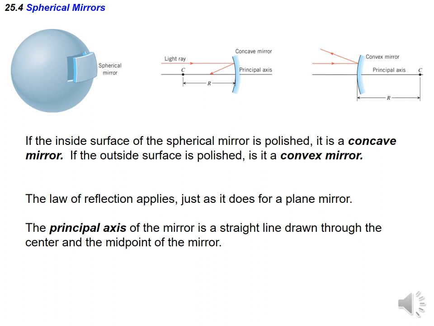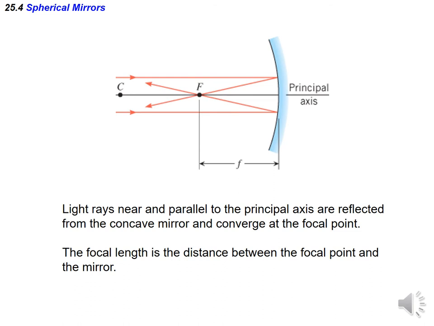If the inside surface of a spherical mirror is polished, it is a concave mirror. And if the outside surface is polished, it is a convex mirror. So the law of reflection applies just as it does for a plane mirror. The principal axis of the mirror is the straight line drawn through the center and the midpoint of the mirror. The light rays near and parallel to the principal axis are reflected from the concave mirror and converge at the focal point. The capital F there is called the focal point, and the distance from the focal point to the mirror is called the focal length.